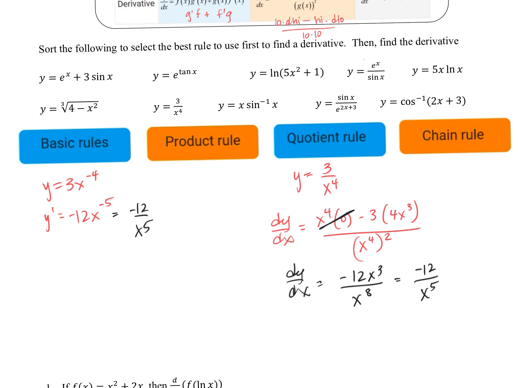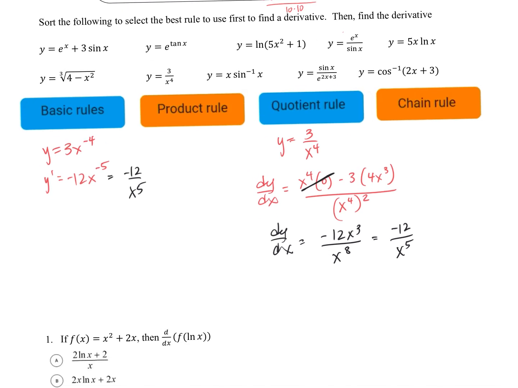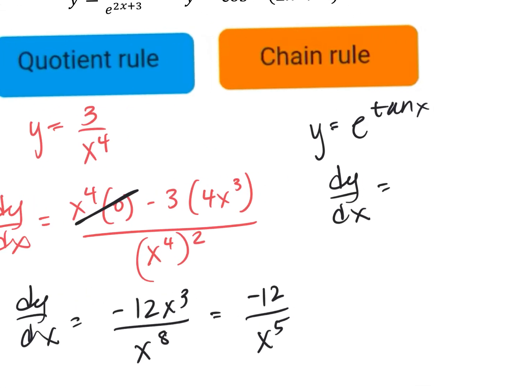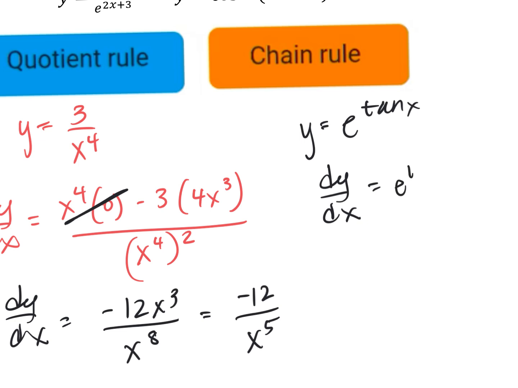Any others of these, what would we have to do for this one? Chain rule. We've got an outer and an inner. So I'm going to put that one over here. We might not have room to do all these on our page, and that's okay. But I'm going to say this was y equals e to the tan of x. What would the derivative of that get me? The derivative of e to the anything? E to the tangent of x times, nice, the derivative of tangent is secant squared.